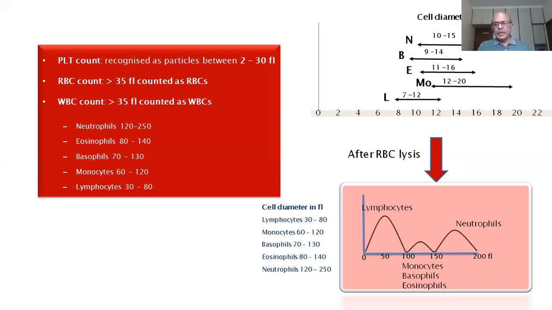So one thing you have to understand is that machines which rely solely on the Coulter principle, that is impedance of electrical current, can give you cells of three different sizes. Less than 100, which is taken as lymphocyte, more than 150, which is taken as a neutrophil. 100 to 150 is a combination of monocytes, basophils and eosinophils, which is not differentiated by this cell count.